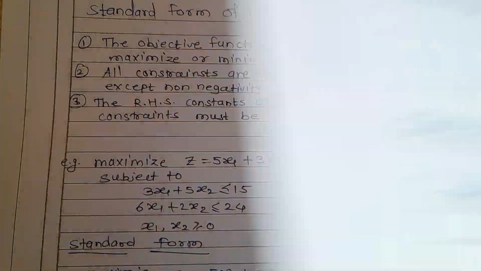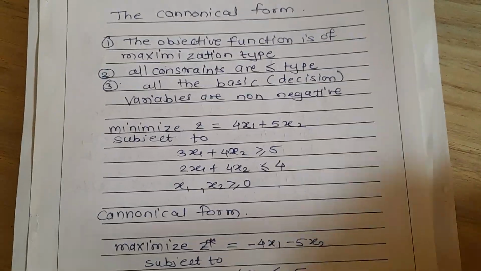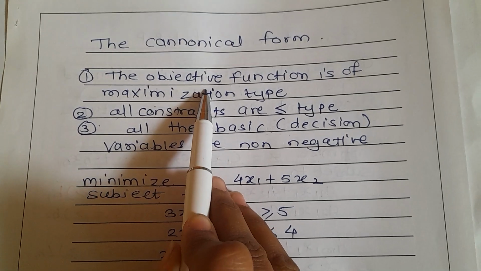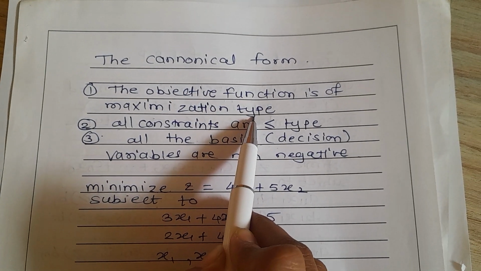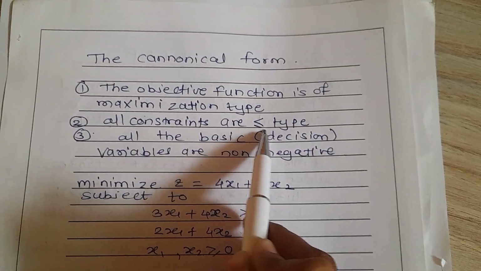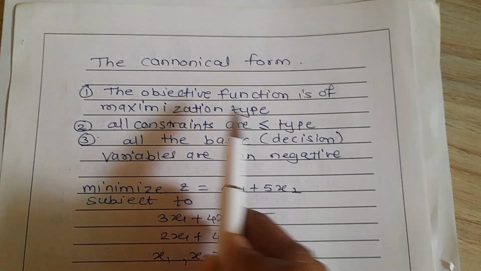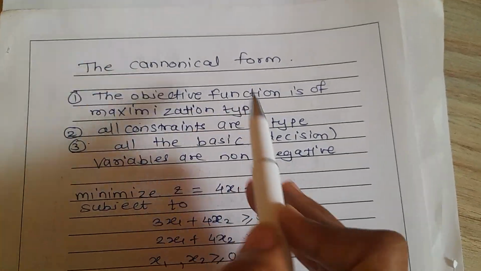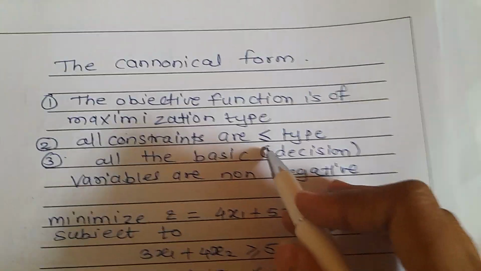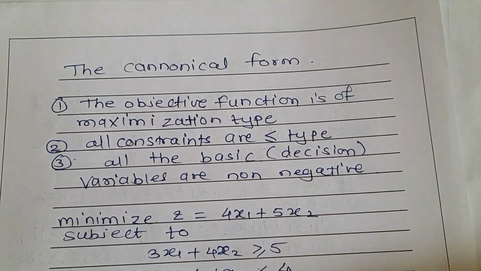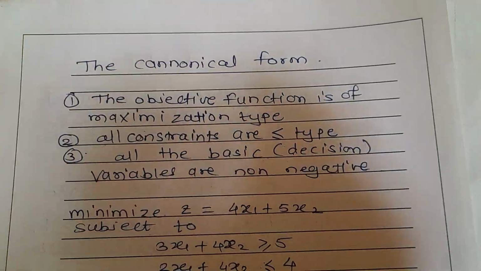Now we see another form, that is the canonical form of LPP. This is most important. The first condition in the canonical form: the objective function is of only maximization type. Second, all constraints are less than or equal to type. No constraint is greater than or equal to type or equal to type, and the objective function is not minimization type. If the objective function is minimized type, then convert it to maximization type, and if the constraints are greater than or equal to type or equal to type, then convert them to less than or equal to type. And all the decision variables are non-negative.